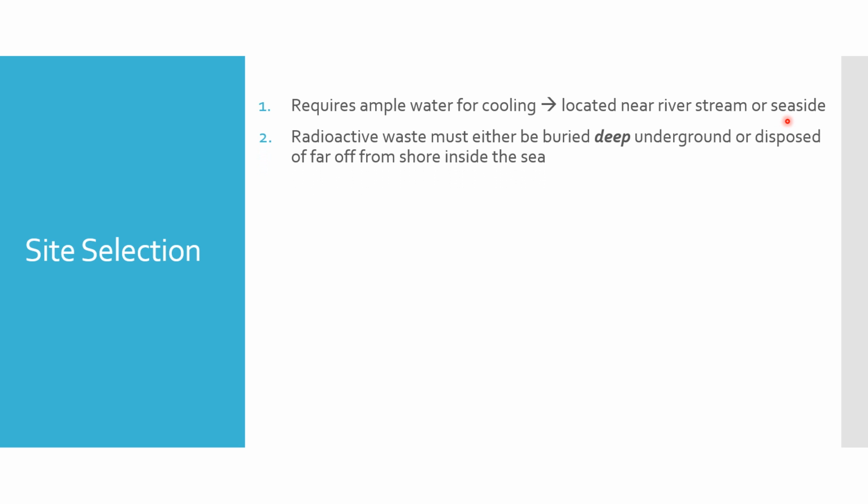Now let us talk about site selection of a nuclear power plant. So number one, obviously this type of plant will require a lot of water for cooling purposes. So it should be located near the river stream or seaside. Next, radioactive waste which is produced by the plant must either be buried deep underground. Either you should create deep pits for that radioactive waste, and then you line those pits with concrete, and then you deposit the waste, and then put a lot of dirt on top of that. So either you do that or you dispose it far from the seashore.